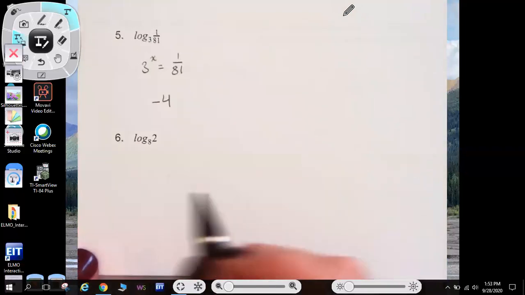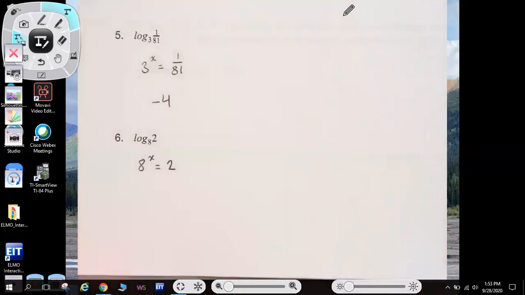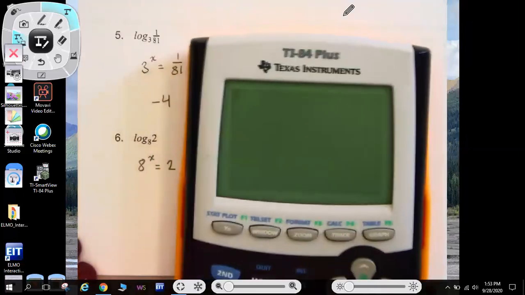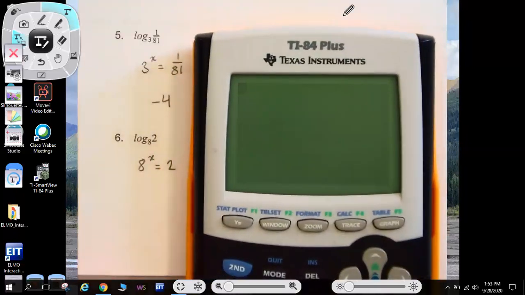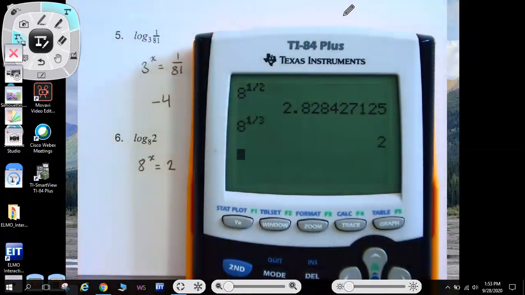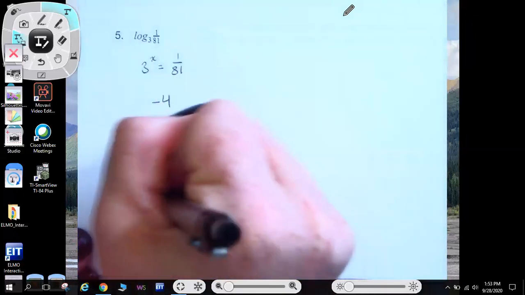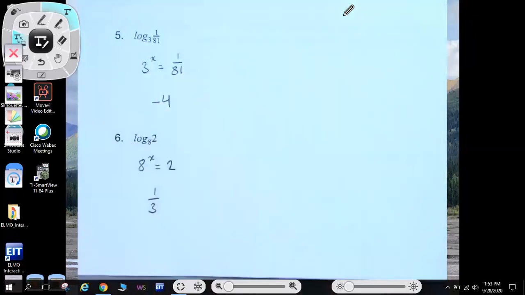Number 6, log base 8 of 2 is asking 8 to what power equals 2. So on this one, we have a whole number, we're raising it to a power, and we end up with a smaller whole number. Not a fraction, but a smaller whole number. That tells me that our exponent needs to be a fraction. So when you're trying different exponents, start with 1/2. 8 to the 1/2 power, that's not it. 8 to the 1/3 power gets us 2. So we know our exponent needs to be 1/3. If 1/3 didn't work, you would try 1/4, 1/5, and so on.